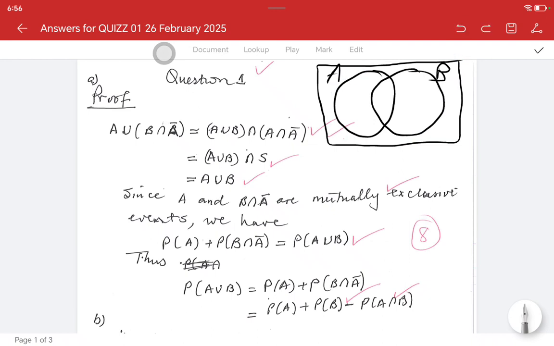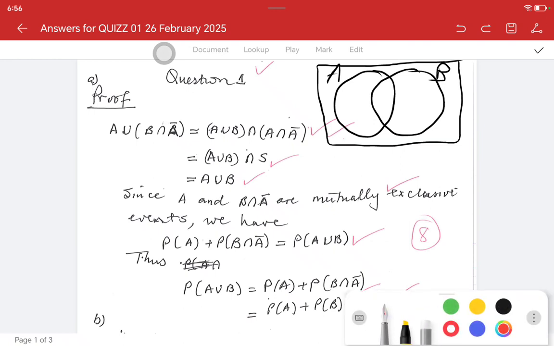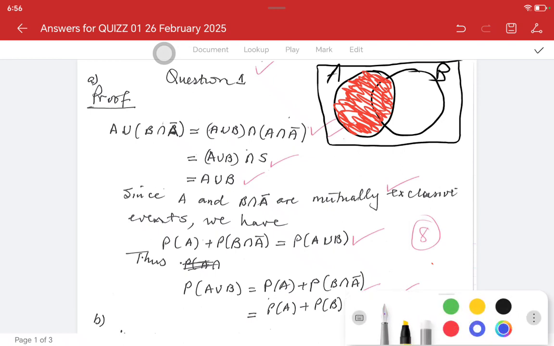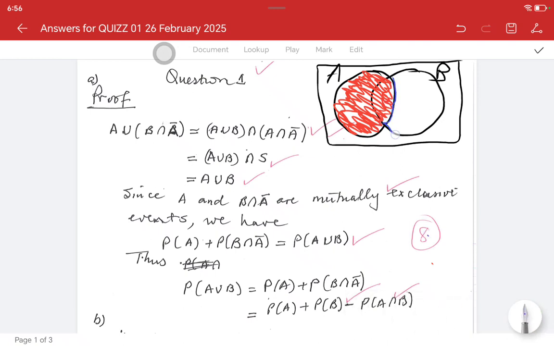But we can divide this into two. We can say that here this is A. You see this, right? This is A. And this, you see, this is B and A complement. And this whole thing is A. And then we know that in the middle here, we have A and B.